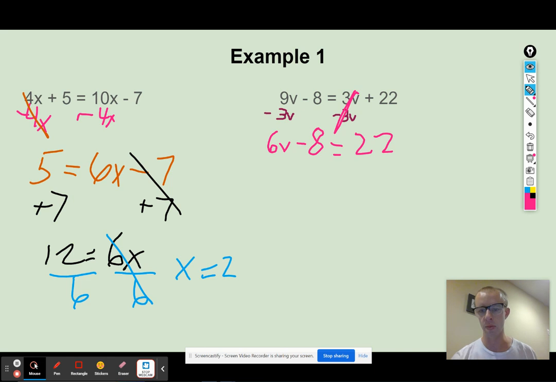So now, again, with one step, I've created a two-step equation. 6v minus 8 equals 22. Hopefully this is an area we're comfortable in now. I add 8 to each side.